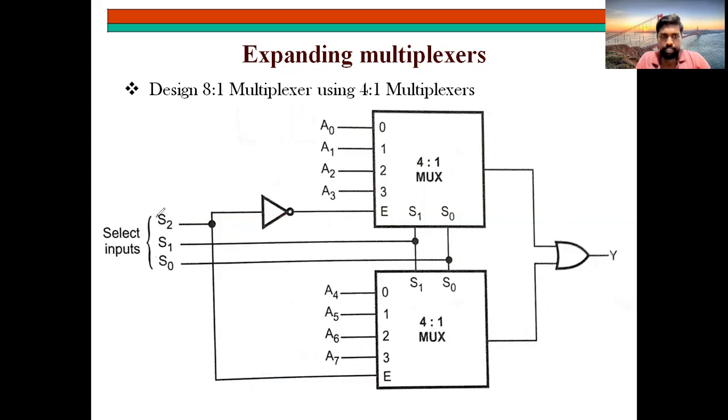Okay, so in total we are having 3 selector inputs, 8 inputs, 1 output. So it is the proforma of an 8:1 multiplexer. Okay, clear?